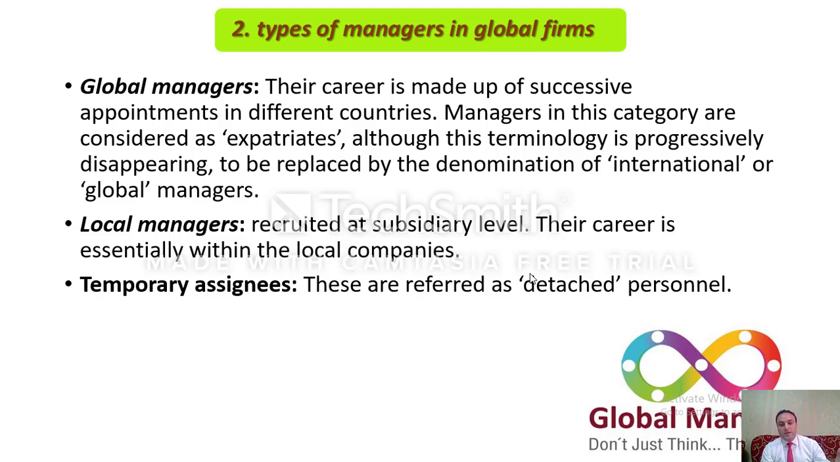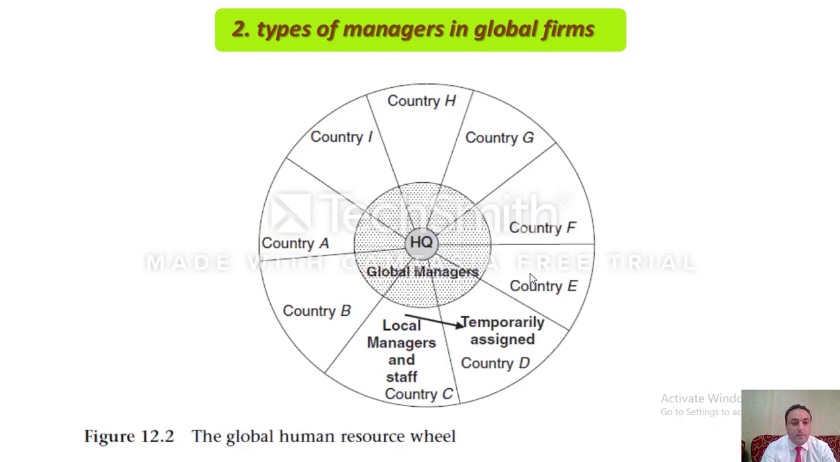So a global company headquartered in the United States, for example, but they have a branch or subsidiary in Germany, for example. So this local manager who is a German person or is a resident in Germany is appointed as a local manager. So this is what we call the local manager, who is recruited at the subsidiary level. And there is also the temporary assignees who are referred to as detached personnel, who are assigned or appointed for a specific task or a period of time on a temporary basis.